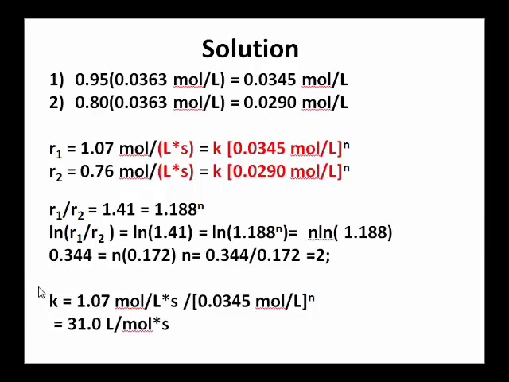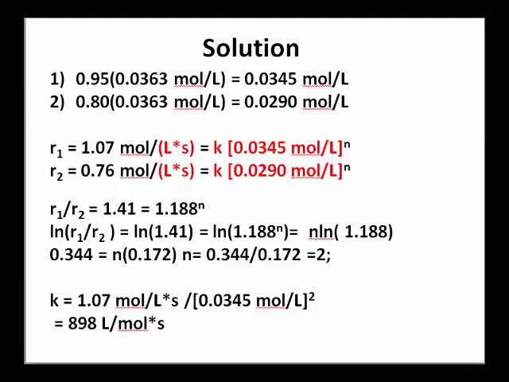Right, to determine K, we can simply go back to one of the two rate expressions. I select 1, and I divide the rate, 1.07 moles per liter per second, by 0.0345 to the N. This actually gives a value of 898 liters over moles times seconds. Just had to clear an arithmetic typo there. My apologies.